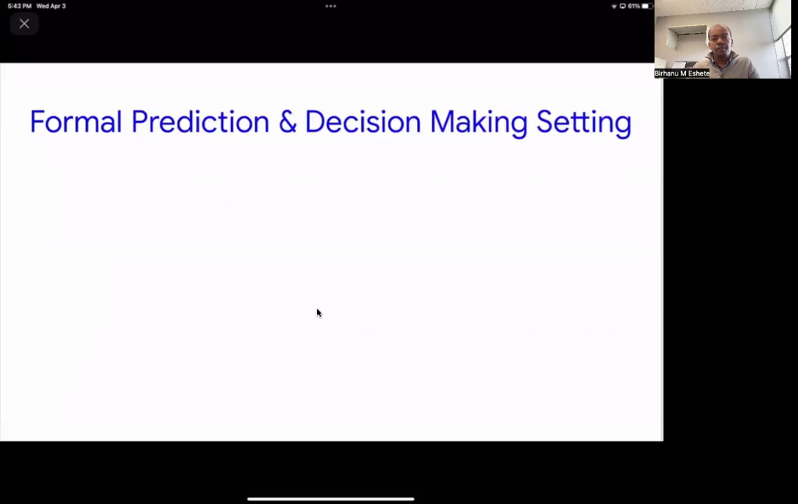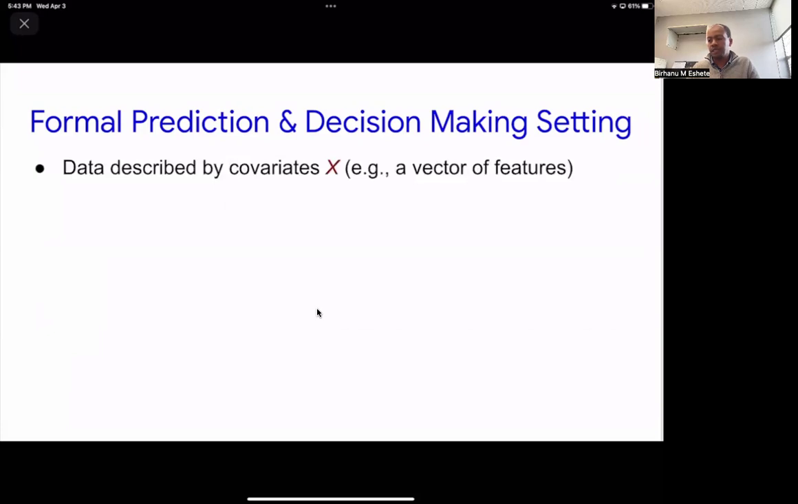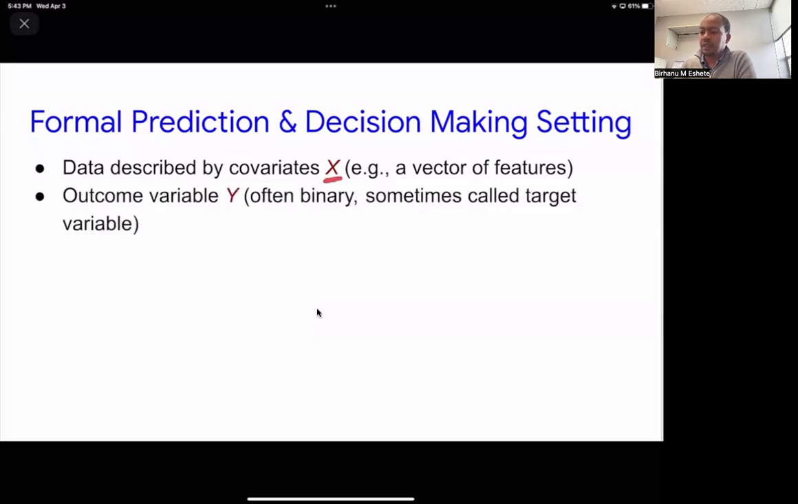Okay, so for the formalization part, here is how we're going to do it. We're going to assume that we have data described by covariates or features, basically, and we'll use X for that. And there is an outcome variable Y. This is oftentimes a binary variable, like a yes or no, in the sense of binary classification. We also call this a target variable or label. And our goal is to predict Y from X. So given X, we want to predict Y.